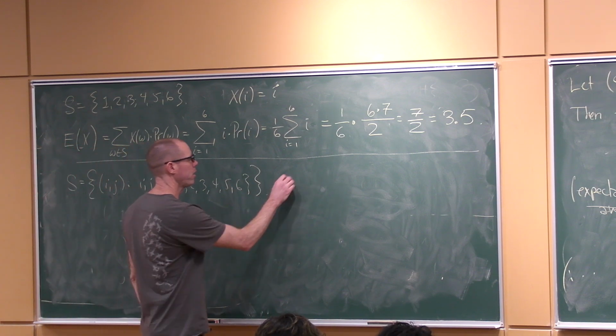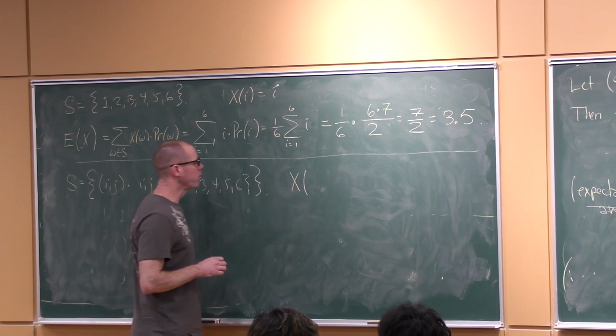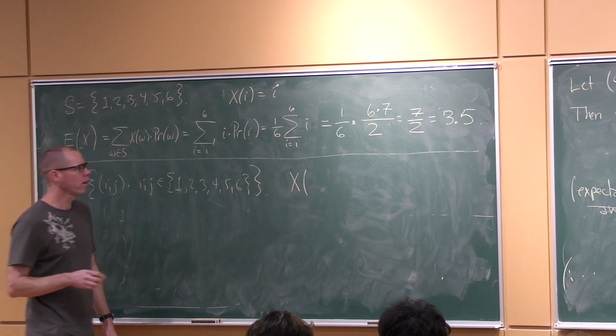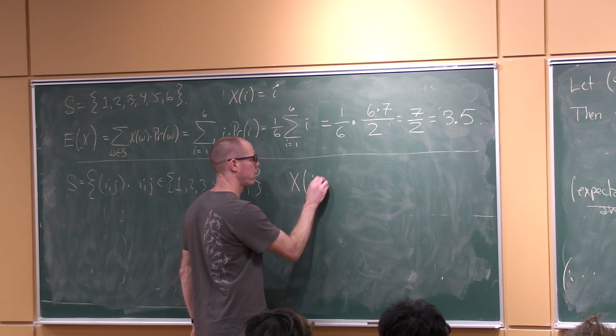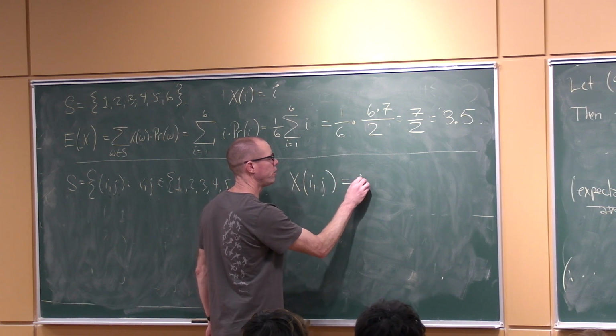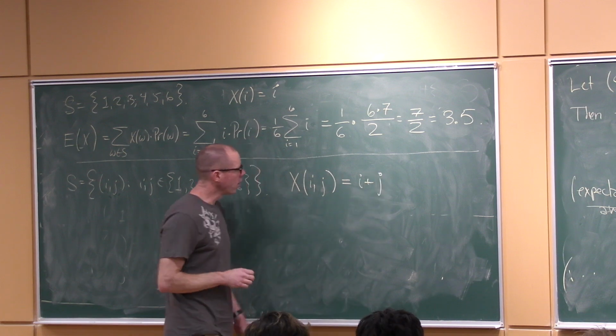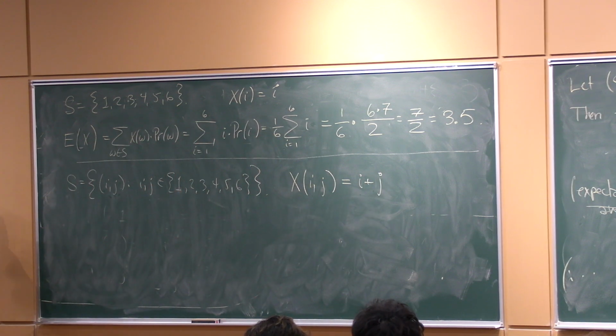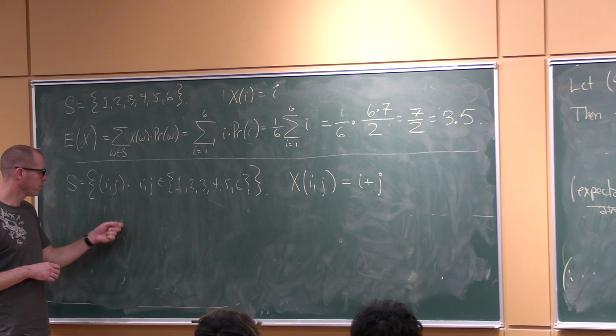And let's take X to be a random variable, which means it needs to take pairs, I and J, and map them onto real numbers. It'll do that by taking I and J and mapping them to I plus J. So I roll 2 dice and I add up the numbers that I see. It's the one we've seen already.